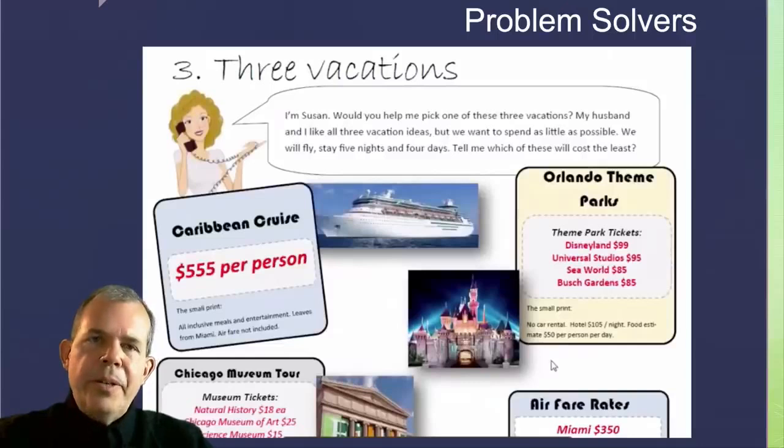In this section, we're going to talk about problem solving. And so you can see that Susan in front of us has a problem. She wants to take a vacation and wants to spend as little as possible. And so our options are to go on a Caribbean cruise, go to Orlando, or go to Chicago.